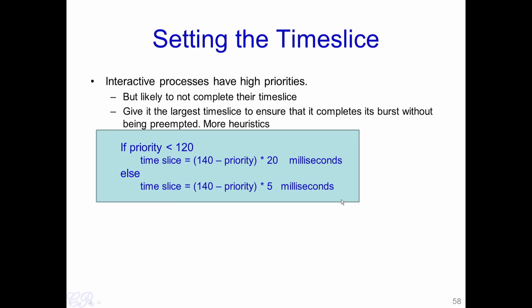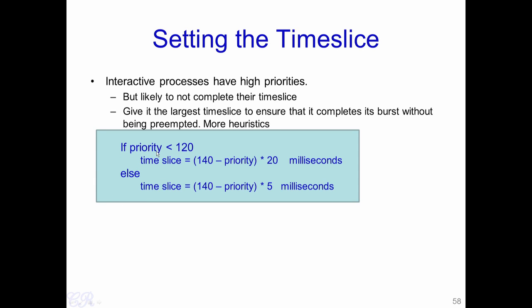So, besides the dynamic priority, there is also the time slice which is adjusted by the scheduler. Essentially, interactive processes have high priorities, but they are more of I/O bound processes, and they are likely to have short CPU burst times. These processes, essentially interactive processes, are given the largest time slice to ensure that they complete their burst without being preempted. So, in order to set the time slice, we are using more heuristics such as this.